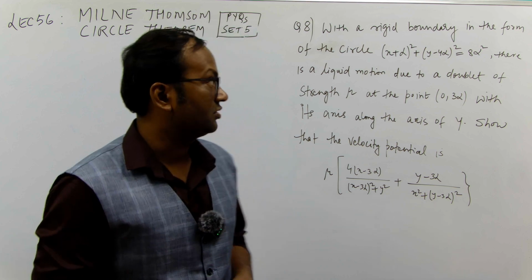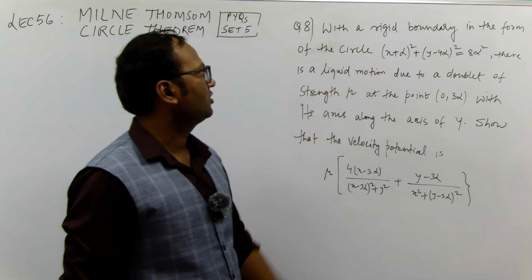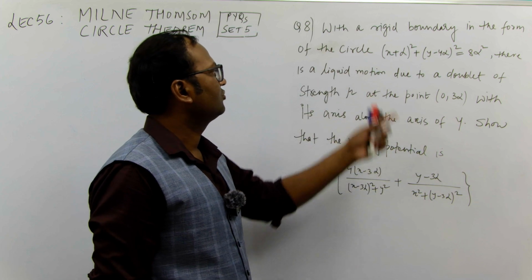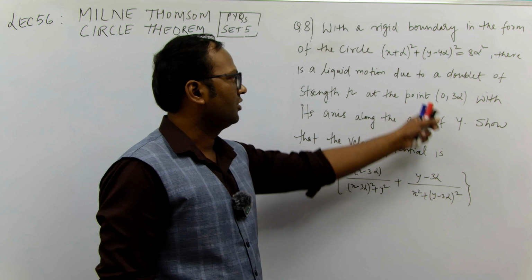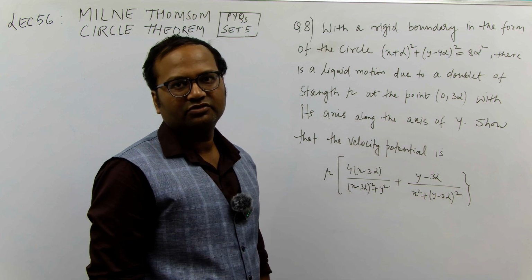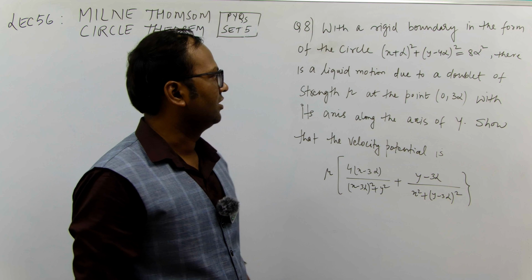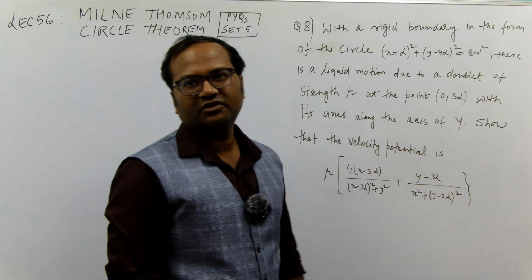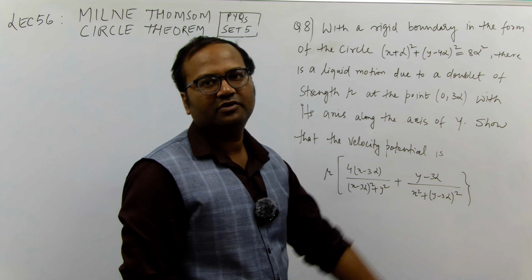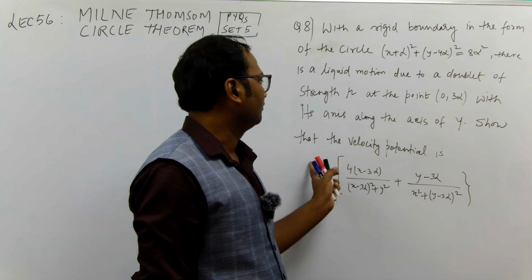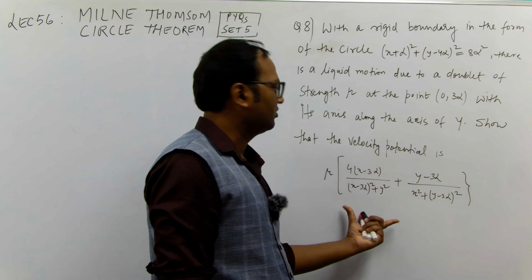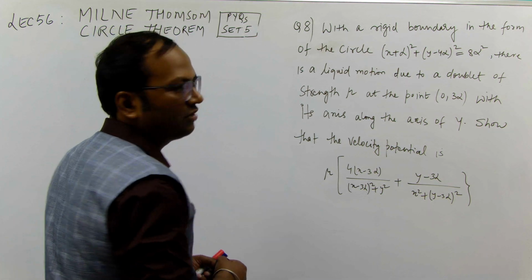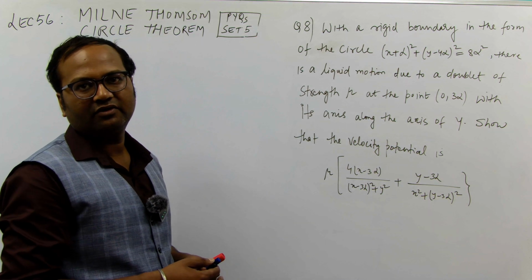What is given in the question is a rigid boundary in the form of a circle, and the expression for the circle is given. There is a liquid motion due to a doublet of strength mu at the point 0, 3 alpha, with its axis along the y axis. We have to show that the velocity potential is given by this expression. This is a very simple question, provided you have the concept of doublet, which we have already studied.